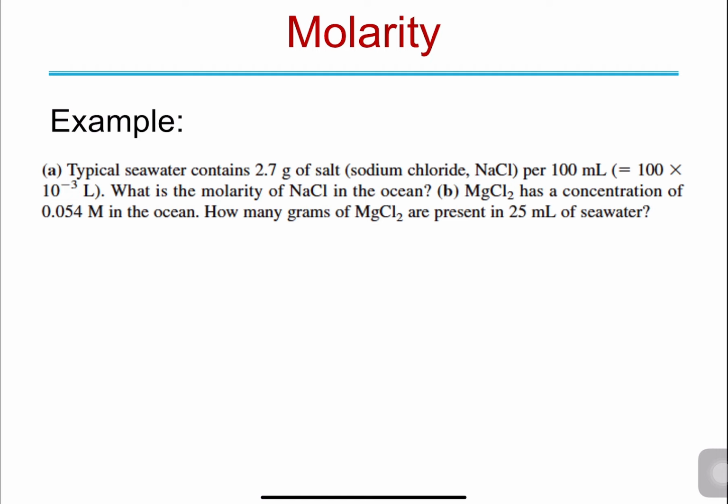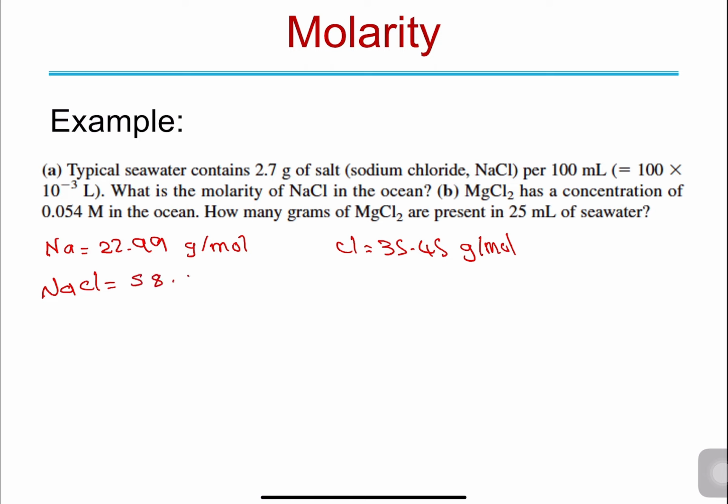If you look up the periodic table, you find that the atomic mass of sodium is 22.99 grams per mole, and chlorine is 35.45 grams per mole. When you add that up to get the molecular mass of sodium chloride, it will add up to 58.44 grams per mole. So this is the molecular mass of sodium chloride.